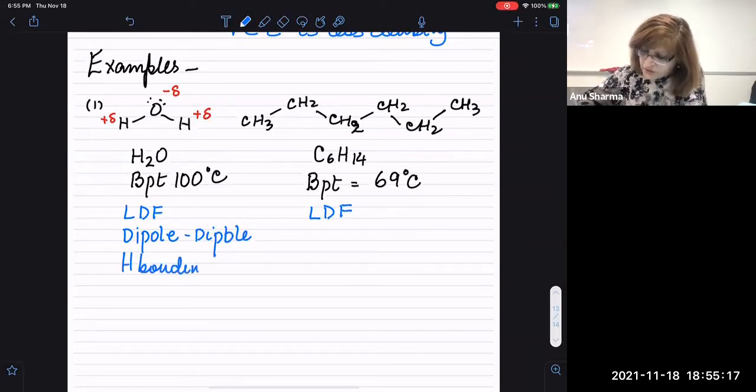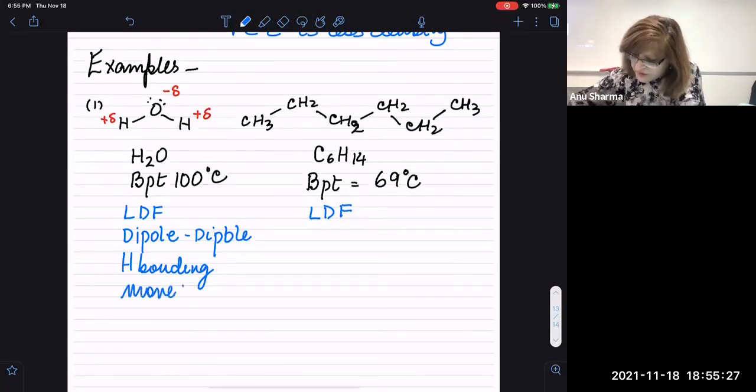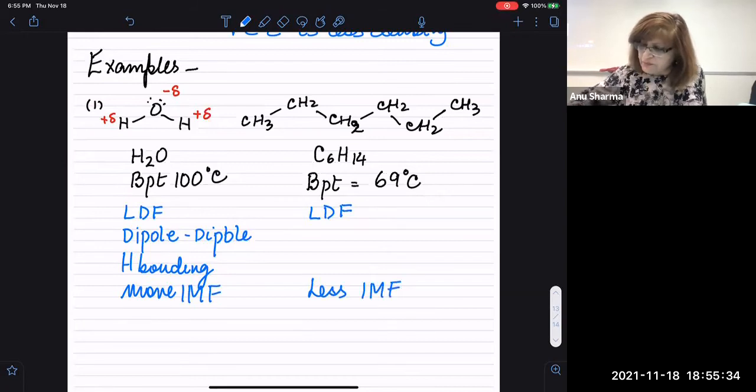The other molecule is huge and spread out, but has no hydrogen bonding and no dipole-dipole. So water has more intermolecular forces, and this has fewer. That is why the boiling point is higher. So it's not always true that a higher molecular weight means a higher boiling point. You also have to look at other things. Okay, so that's one piece.